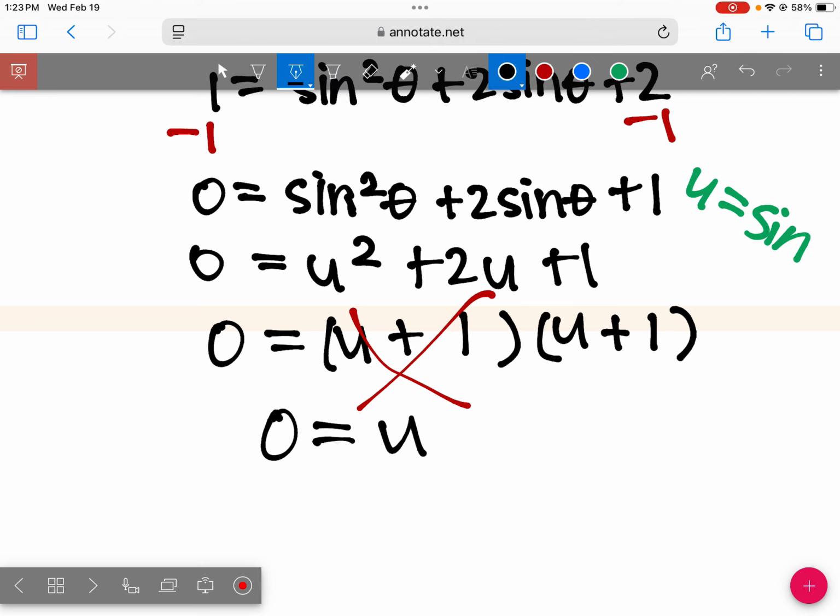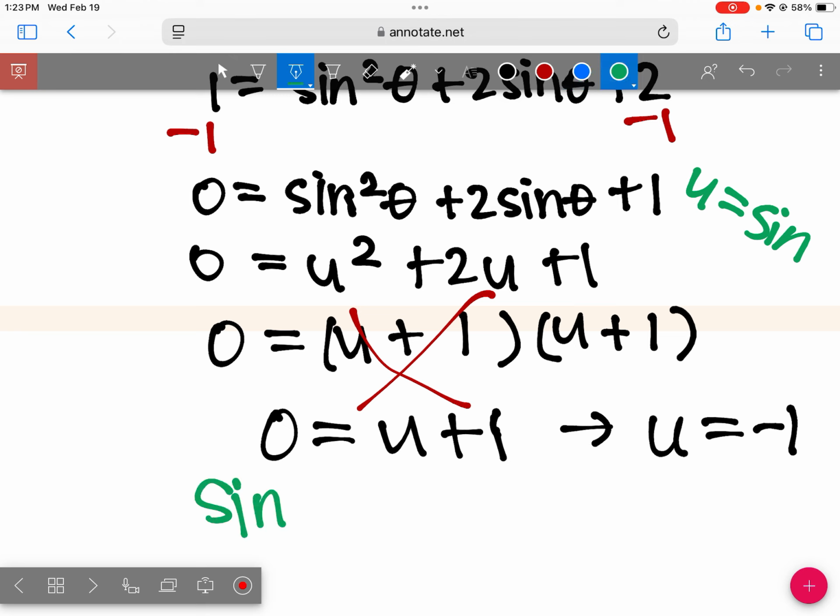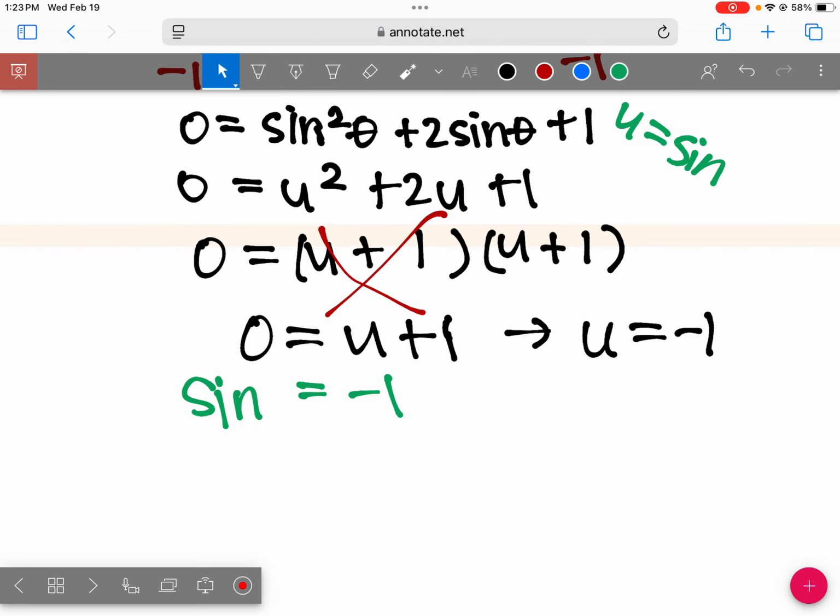So it's u equals that. This turns into u equals minus 1. So we sub our sine back in. Sine equals negative 1. Where does sine equal negative 1?